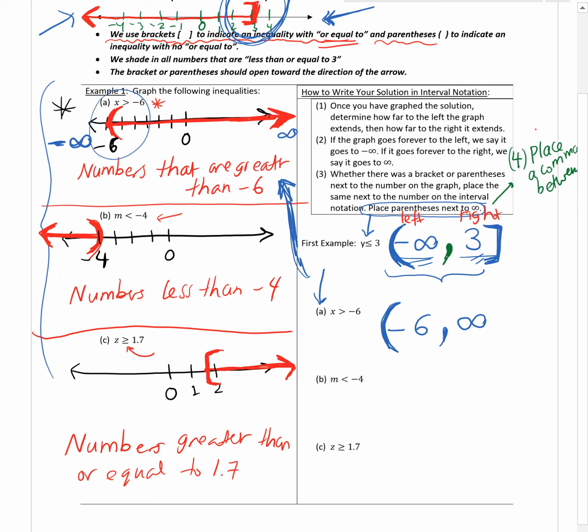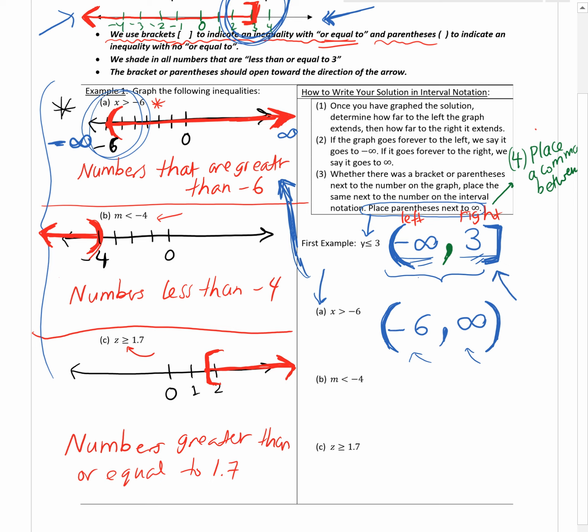Yeah, so notice there was a parenthesis on -6. And then as it says in the directions, infinity always has parentheses, never a bracket. It's just the number you have to worry about. So you're either going to have an answer that's part bracket, part parenthesis, like in the first example, or both parentheses.